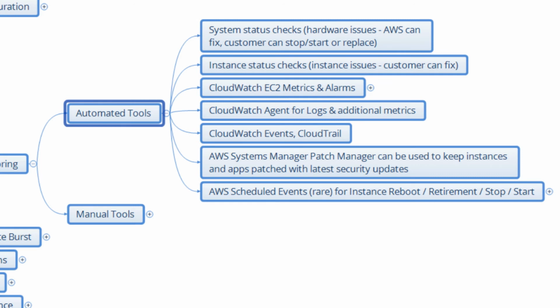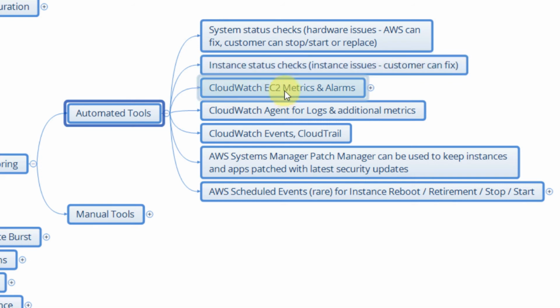So AWS provides system status checks. Now, these are checking the status of the hardware, and any failure here is something that AWS can fix. However, as a customer, when you detect a system status check failure, you can stop and start your instance and/or replace it. The instance status checks are issues that the customer can fix. These are not hardware issues. These could be an instance running out of memory or running out of space.